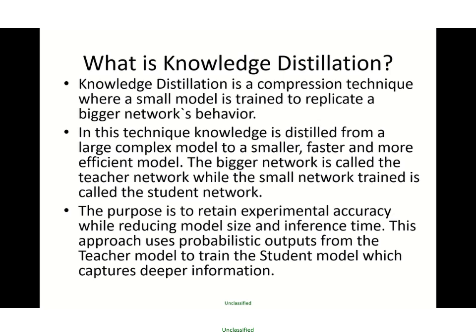Knowledge distillation is a compression technique where a small model is trained to replicate the behavior of a bigger network model. In this technique, knowledge is distilled from a large complex model to a smaller, faster, and more efficient model. The bigger network model is called the teacher network, while the small network trained is called the student network. The purpose here is to retain experimental accuracy while reducing model size and inference time.